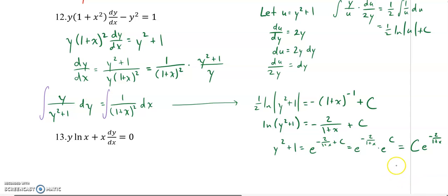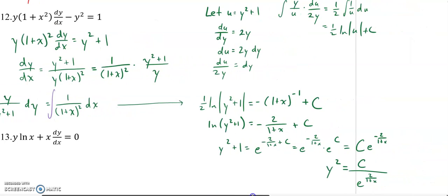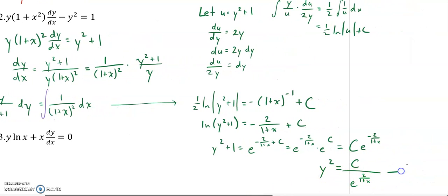And then we can solve for y squared by subtracting 1 from both sides. So y squared equals, I don't know, maybe I'll write it as c over e raised to the +2 over 1 plus x. That's an option, not a requirement, but an option. And then I subtracted 1 from both sides, so I'll subtract 1. You can certainly take the square root of both sides, but just remember if you do that, you need a plus or minus, so you can get the top half of the graph and the bottom half of the graph. Unless we were looking at a function that goes through a particular point, then we could choose whether we want the positive or negative version of it.